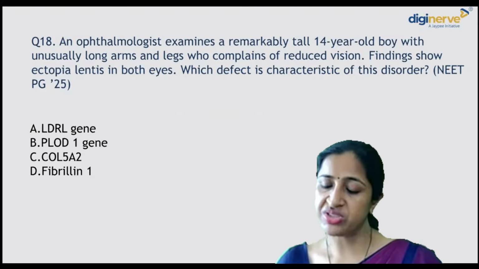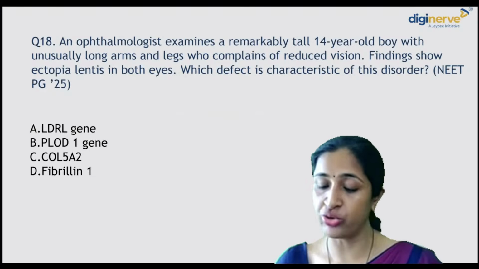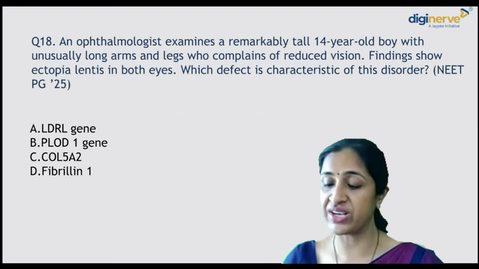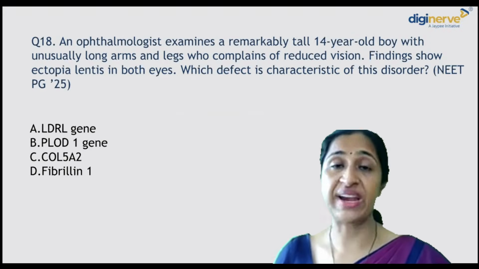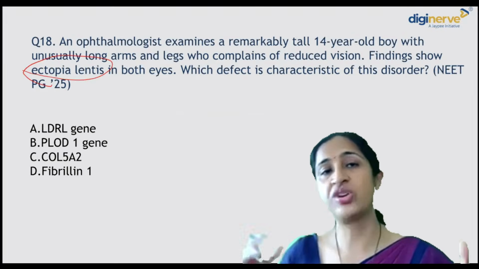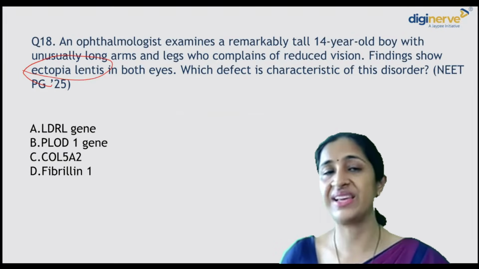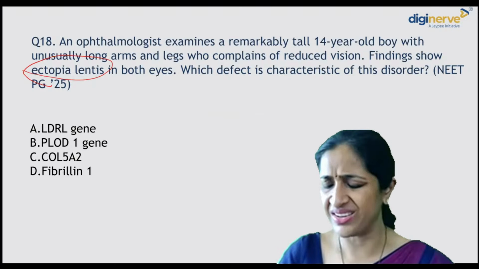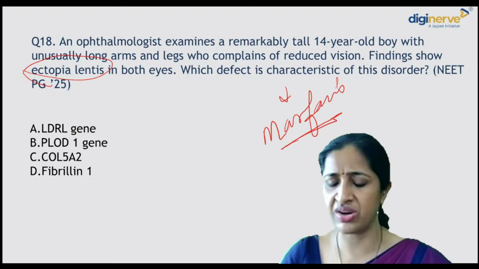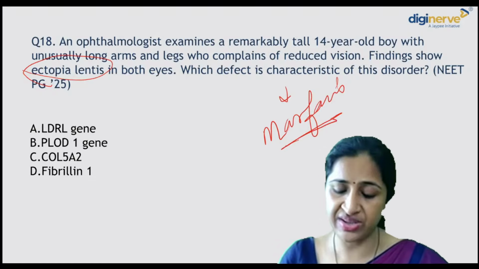An ophthalmologist examines a remarkably tall 14-year-old boy with unusually long arms and legs who complains of reduced vision. Findings show ectopia lentis in both eyes. So what is this? Unusually long arms and legs, very tall child, classical. This is a question from genetics. Diagnosis is Marfan syndrome. What is the gene defective in Marfan's?